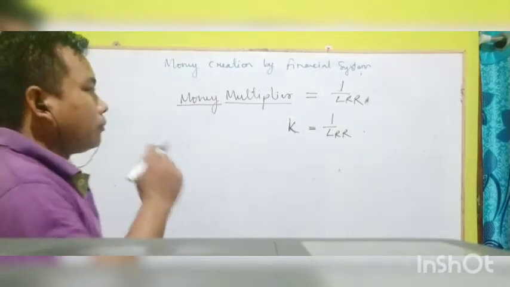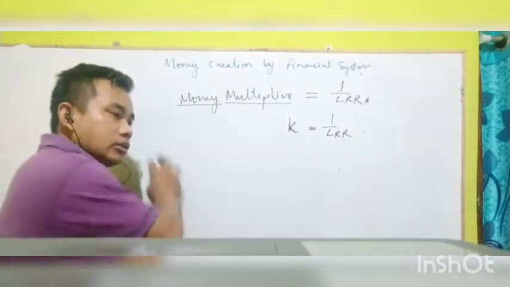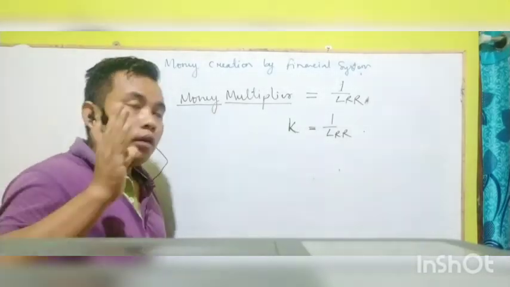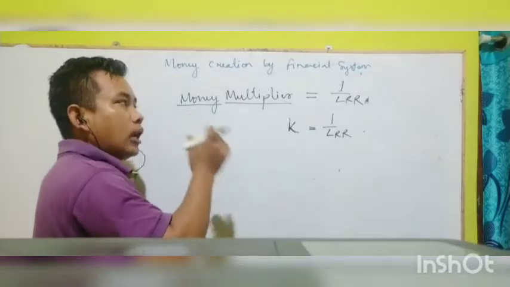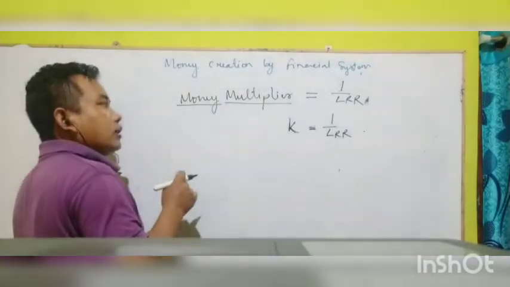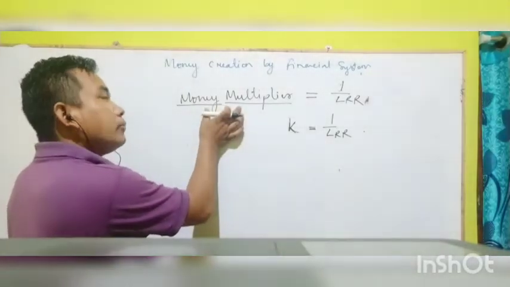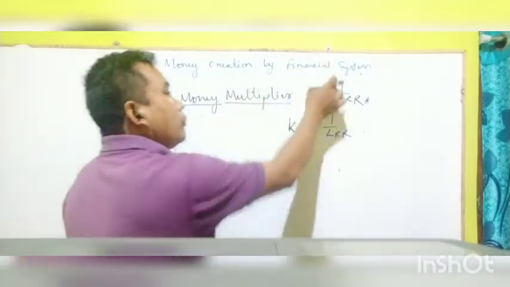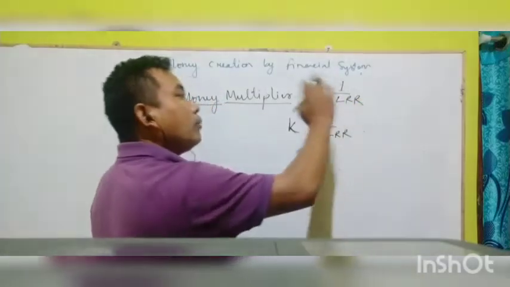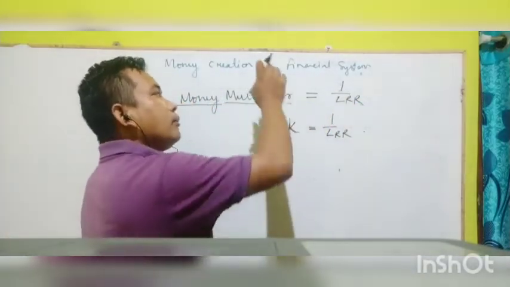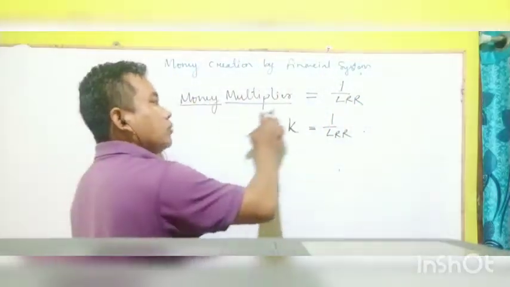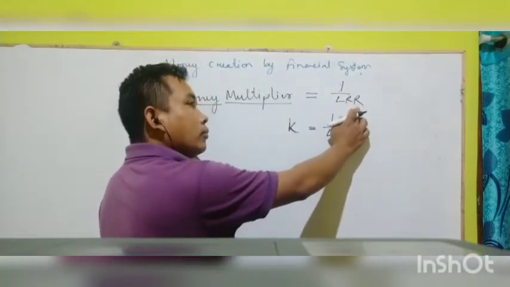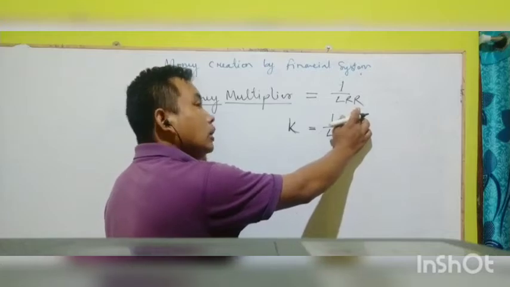Okay, fine. The mathematical formula for the money multiplier is 1 by LRR. It is the same money in the economy, but we know this value is 1 by LRR. It is negatively dependent on legal reserve ratio.